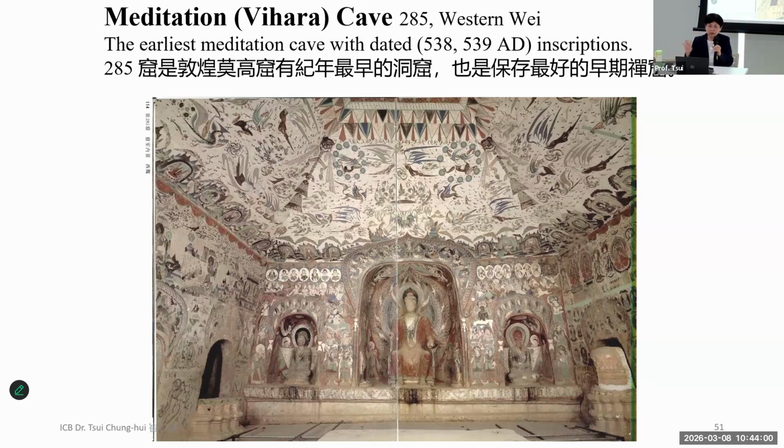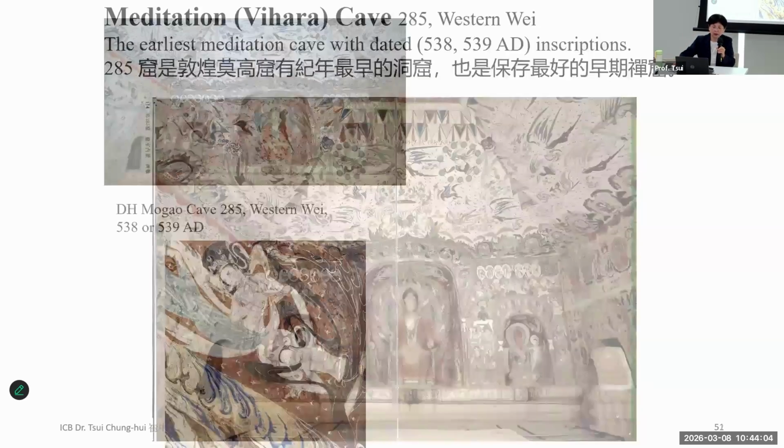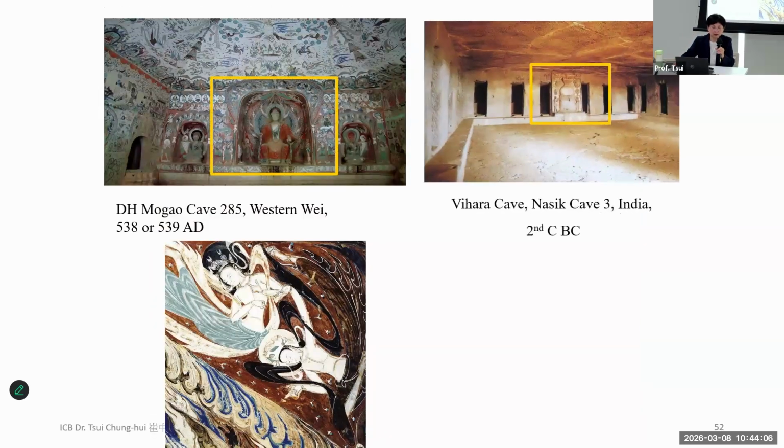So the four small cells were used for meditation. And because the cave contains certain years, 538 and 539, Cave 285 is one of the earliest dated caves in Dunhuang. It contains a written inscription on the north wall. So it is a cave of the Western Wei.